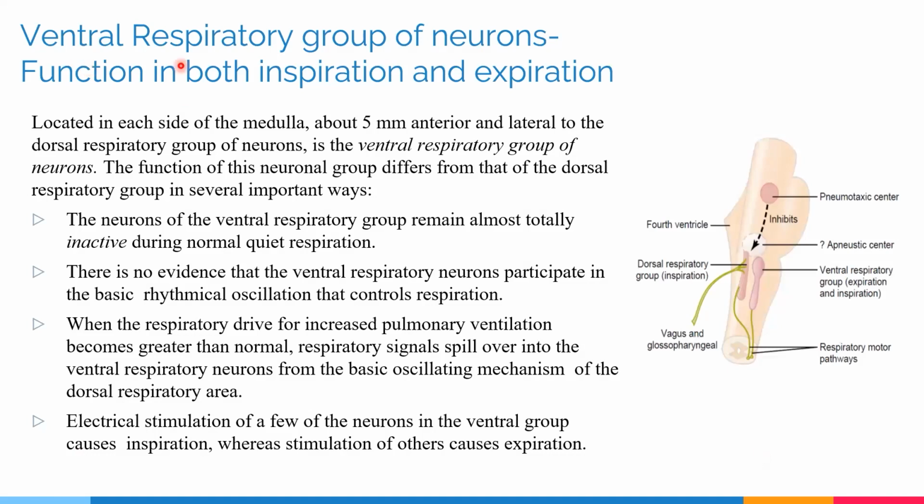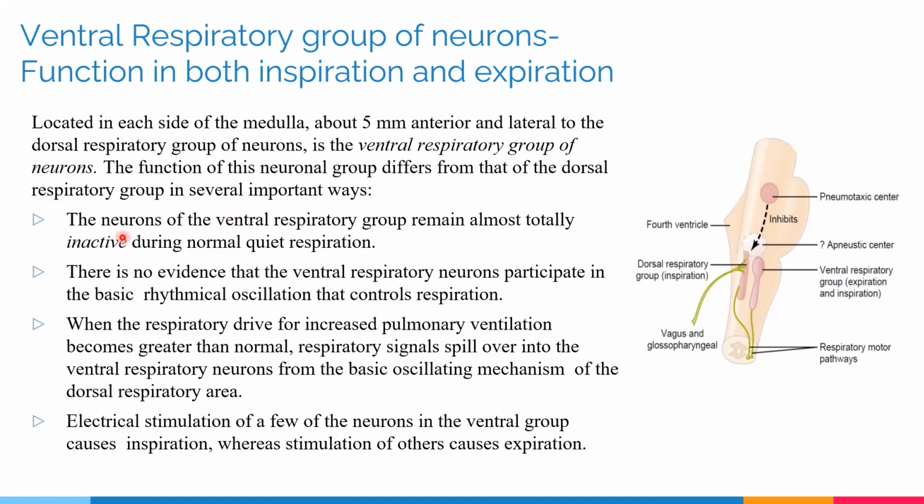Next, we look into the ventral respiratory group of neurons, which function in both inspiration and expiration. The ventral respiratory group of neurons, as we have already discussed before, is located on each side of the medulla, about 5 millimeters anterior and lateral to the dorsal respiratory group of neurons. Anterior means along the anterior-posterior axis, and lateral means away from the center of the brainstem. The function of this neuronal group differs from that of the dorsal respiratory group in several important ways.